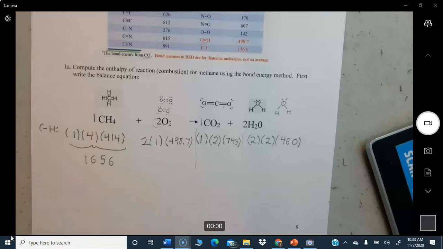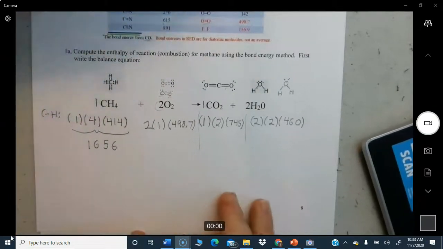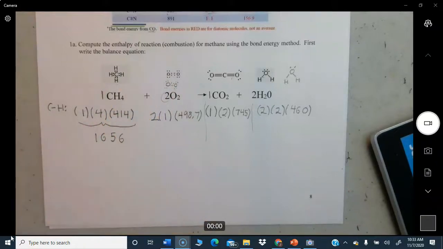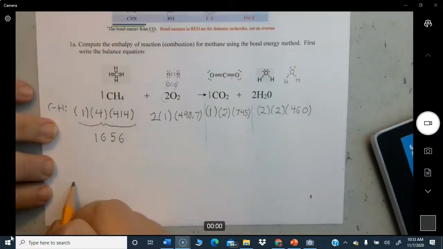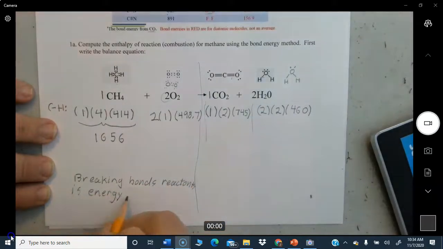Now, let's actually stop back and talk about a principle here that's really critical to this whole problem. When you're breaking bonds, you're putting energy in. When you break your pencil, you have to put energy into it to break it. So breaking bonds, and that's on the reactant side, over on this side. Breaking bonds means you're putting energy in to break the bonds. That's going to be a positive delta H.